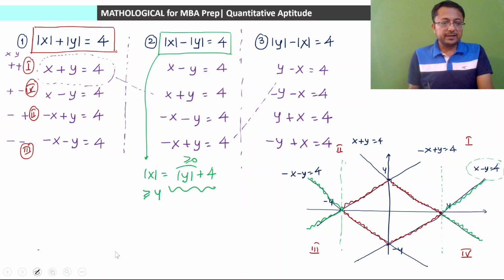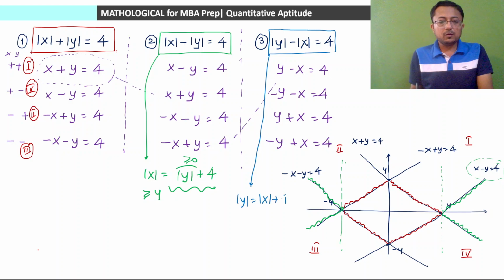In the third case, mod of y minus mod of x equal to 4 can also be written as mod of y equal to mod of x plus 4. That means mod of y is greater than or equal to 4, that is, either y is greater than or equal to 4 or less than or equal to minus 4. If y is greater than or equal to 4, this should be the graph, or less than or equal to minus 4, this should be the graph.